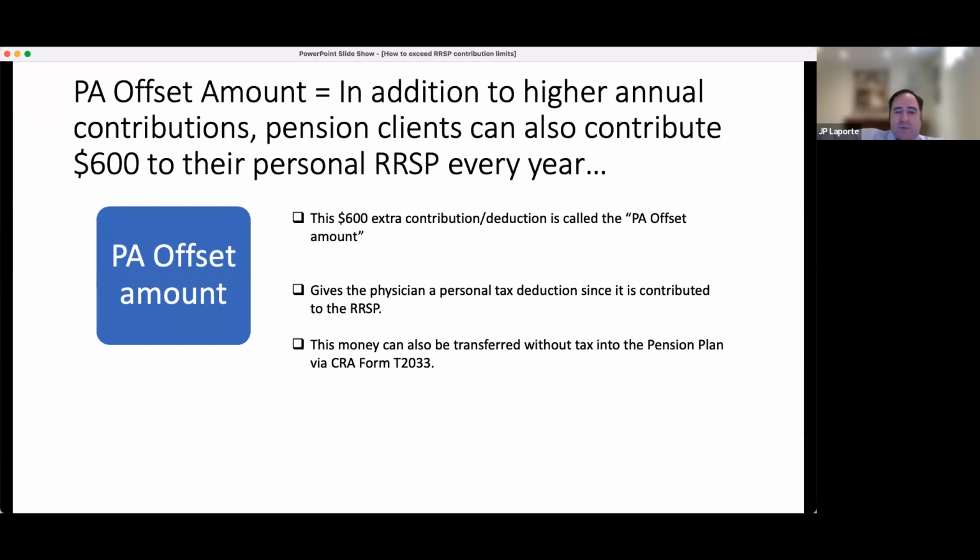And because it's going to the RRSP, of course, it gives the physician a personal tax deduction. So if you're taxed in the 50% bracket and you put $600, you get $300 back instantly. Now that extra RRSP money could be transferred on a tax-free basis into the pension plan if you wanted to give that money creditor protection, or if you wanted to be able to write off the investment management fees. There's a bunch of reasons why you'd want to do that, but it's a small amount. So let's move on to the next slide.